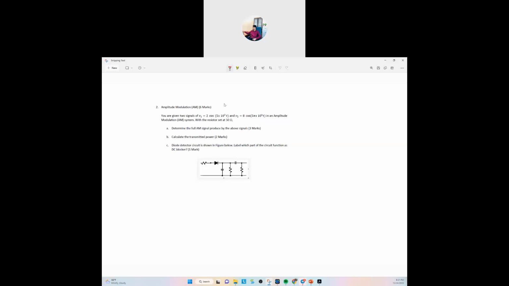This one is unlimited. So we have this is 5 times 10 to the power of 3. So you actually have 2 pi f equals 5 times 10 to the power of 3. So this is your 2 pi f. And then V2 equals cos.